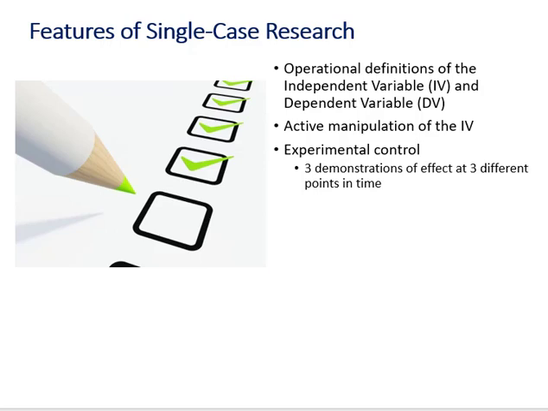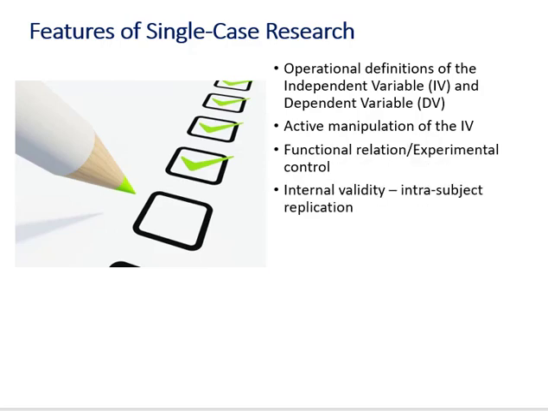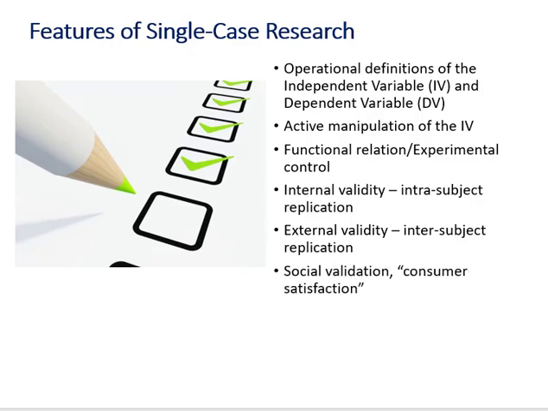Experimental control, or the ability to state a cause-effect relationship between the introduction of the independent variable and change in the dependent variable, is part of single-case research. What we are after here is 3 demonstrations of effect at 3 different points in time. We control for threats to internal validity and demonstrate direct intra-subject replication. We demonstrate external validity through inter-subject direct replication. We measure social acceptability by evaluating perceptions of the goals, procedures, and outcomes of this study.